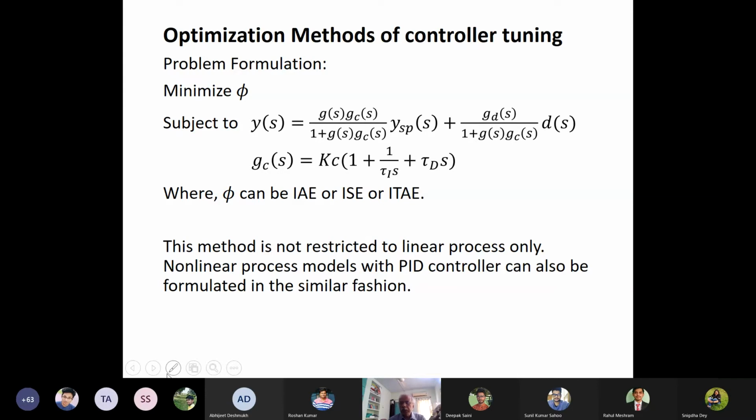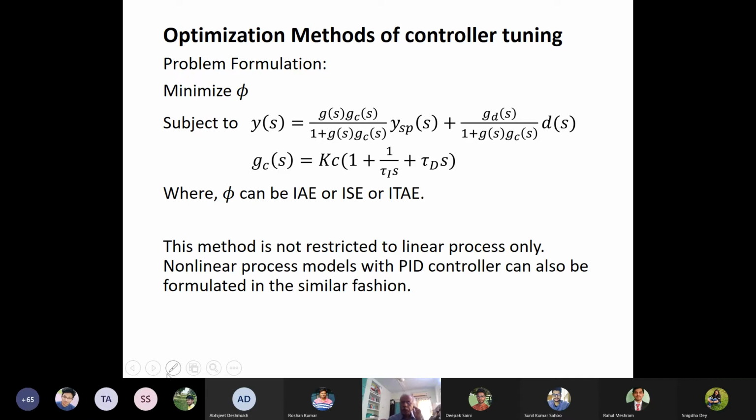So knowing the parameters of G, and the YSPS and DS, we can minimize IAE, ISE or ITAE to get the values of KC, tau I and tau D. Here you can see we have got 2 equations and 3 unknowns. So we have got 1 degree of freedom which we can utilize to minimize the phi.